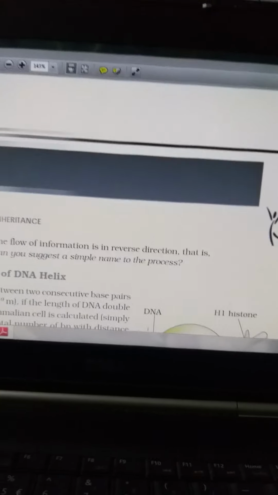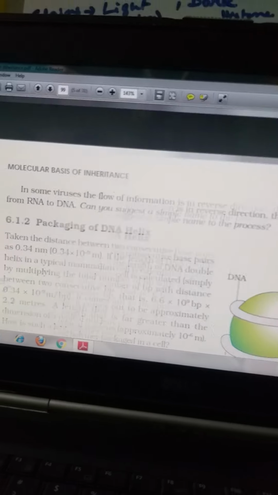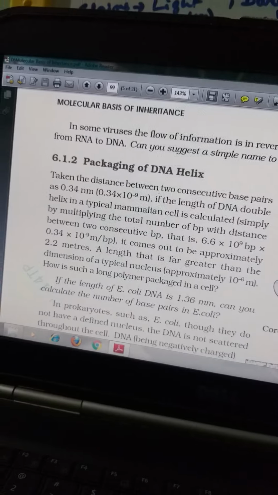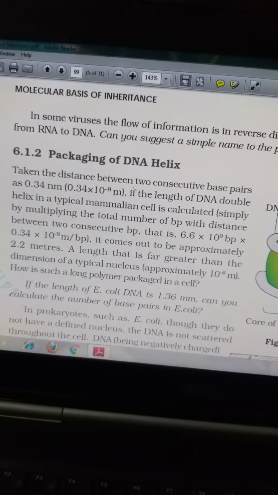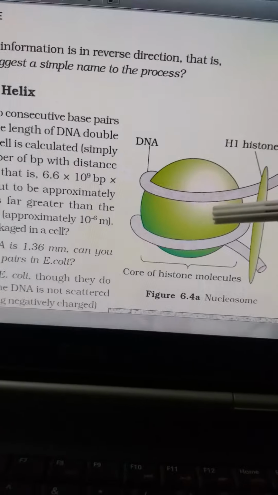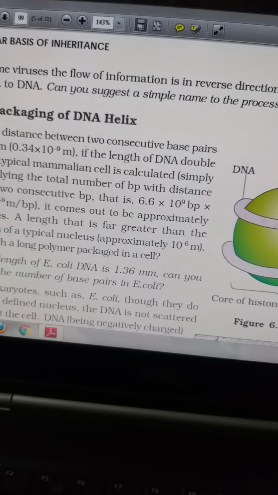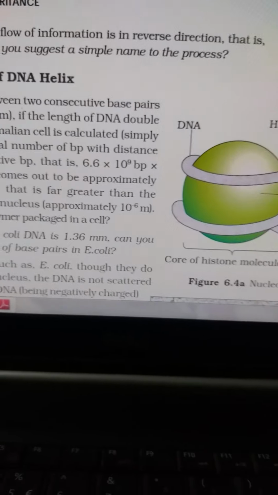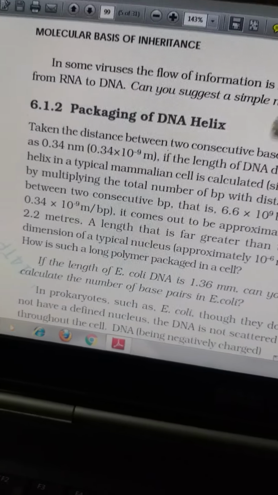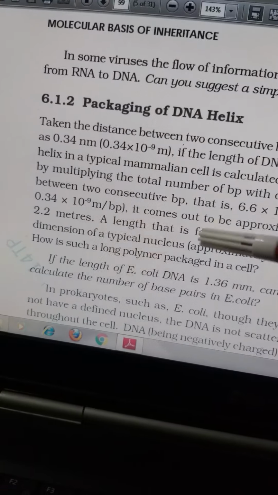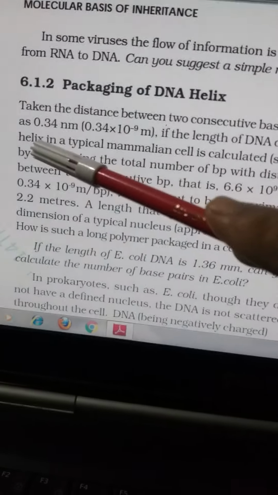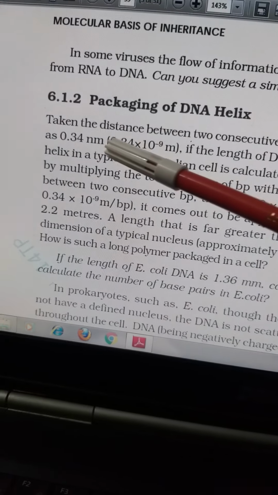Now here you see how the DNA helix is packed inside the chromosome, inside the nucleus. One histone and 2.5 turns of the DNA is basically known as a nucleosome. The distance between two consecutive base pairs, or in common language between the two beads, is 0.34 nanometer.